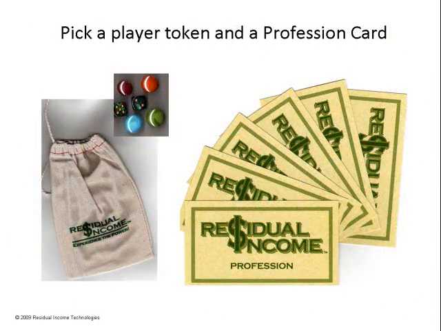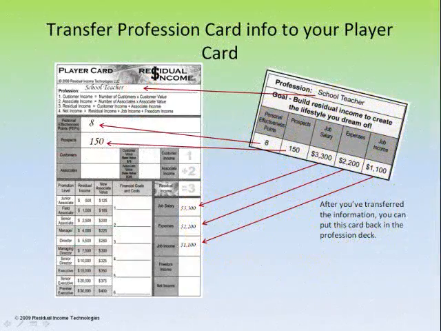You're going to pick a colored token to be your little target to move around the board. And right now I need you to pick a profession card. So you're going to have a job that we're going to have you walk through the actual simulation with, a profession that you're going to draw out of that profession deck. As you see the profession card, you're going to record everything that you have on that card onto your player card, which is that half sheet of paper that has player card written at the top.